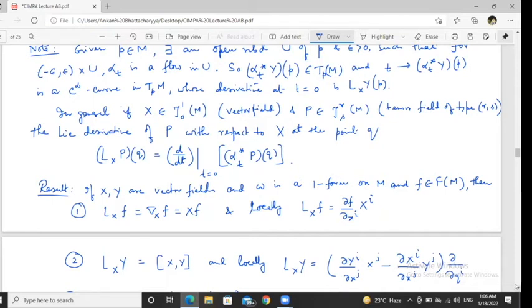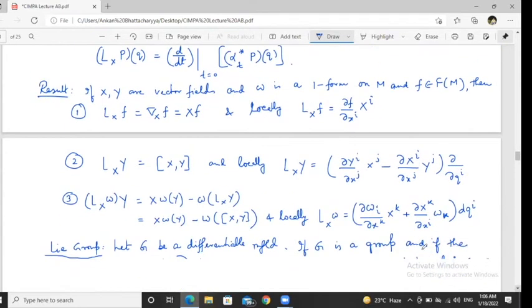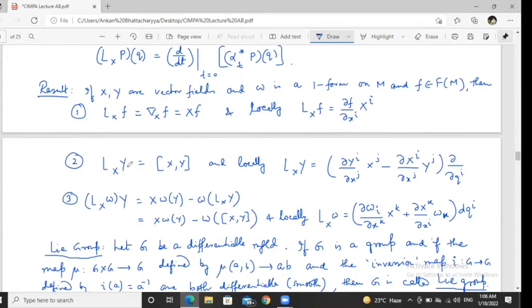Now for two vector fields, L_X Y is the Lie bracket of X and Y. And locally, the expression is X^i del Y^j by del x^i minus Y^i del X^j by del x^i, this one. This is the local expression for L_X Y. And for a one form, this is the local representation.